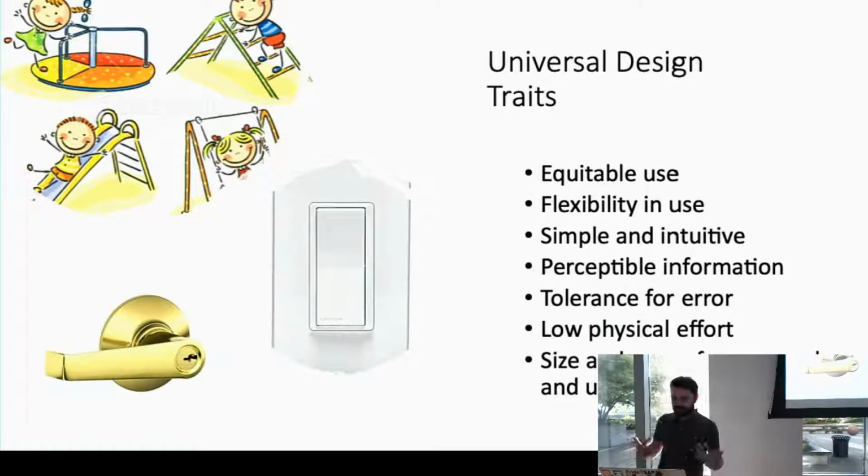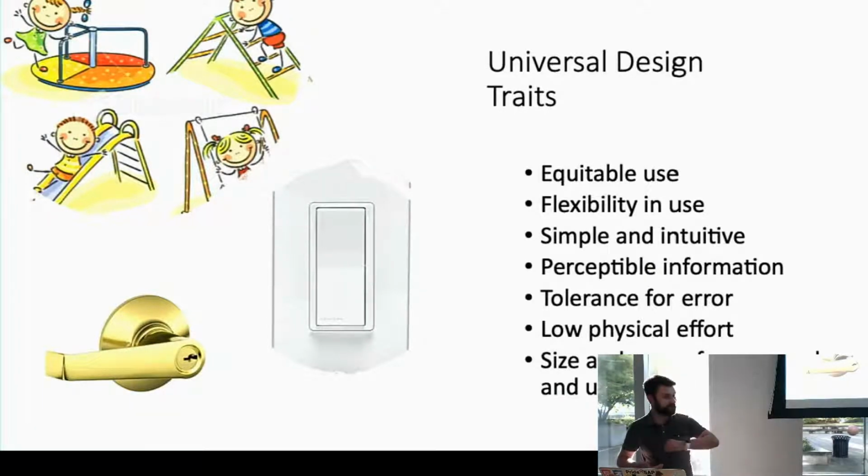So what makes something universal? So it means that it's equitable, so everybody can use it. It's flexible, so it's easy to use. It's simple and intuitive to use as well, so you don't have to read a manual on how to use it. You can perceive information really, really easy about it. So for light switches, if it's on or if it's off. There's a high tolerance for error.